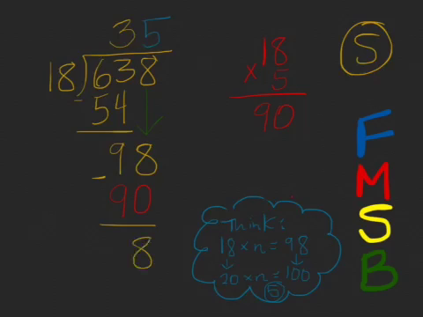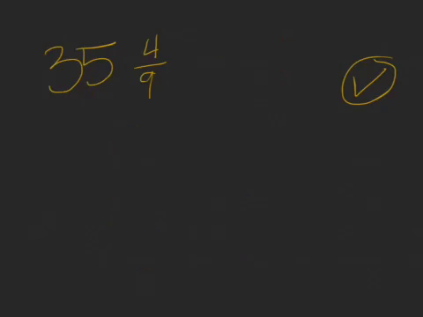We have 8 left. We go on to our next step. Bring down. There's nothing else to bring down. So that means we have 35, remainder 8, or 35 and 8/18. Well, those are both divisible by 2. So if we reduce the fraction by dividing the numerator and the denominator in half, that would be 4/9. So 35 and 4/9. But wait, we're not done.